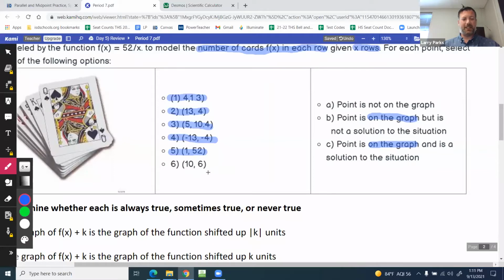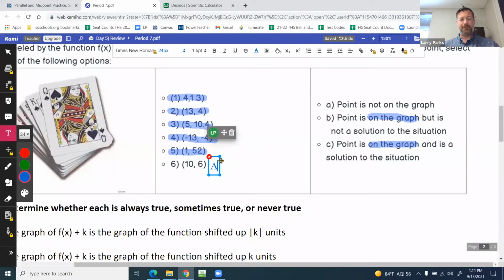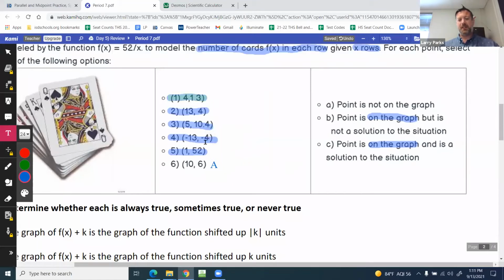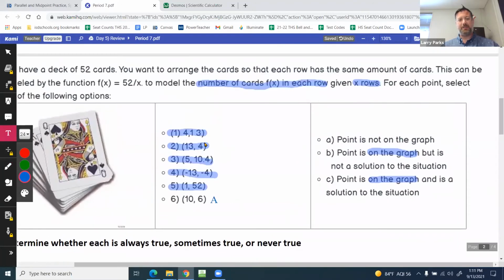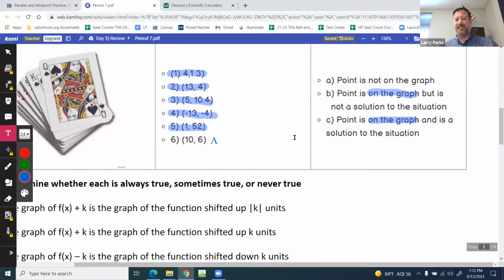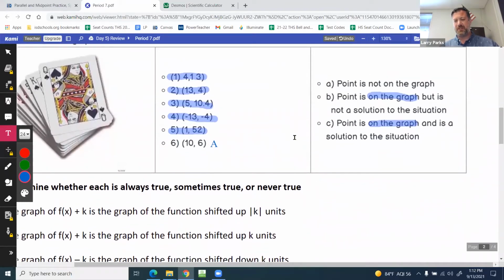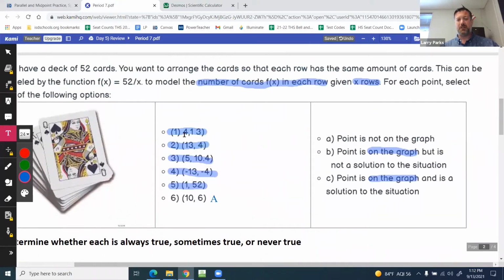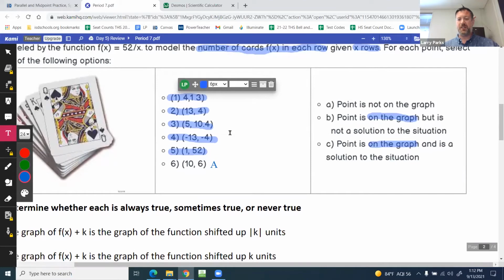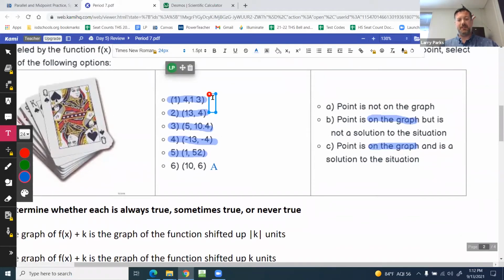So for 6, I would say 6 is A. Okay. So all the rest of these are on the graph. So it's either B or C. This one's not on the graph because 52 divided by 10 is not 6. So now the question is, is this a solution to the situation? Can you have 4 rows with 13 cards each? And that would be yes. So not only is it on the graph, but it's a solution. So for this, I'd say C.